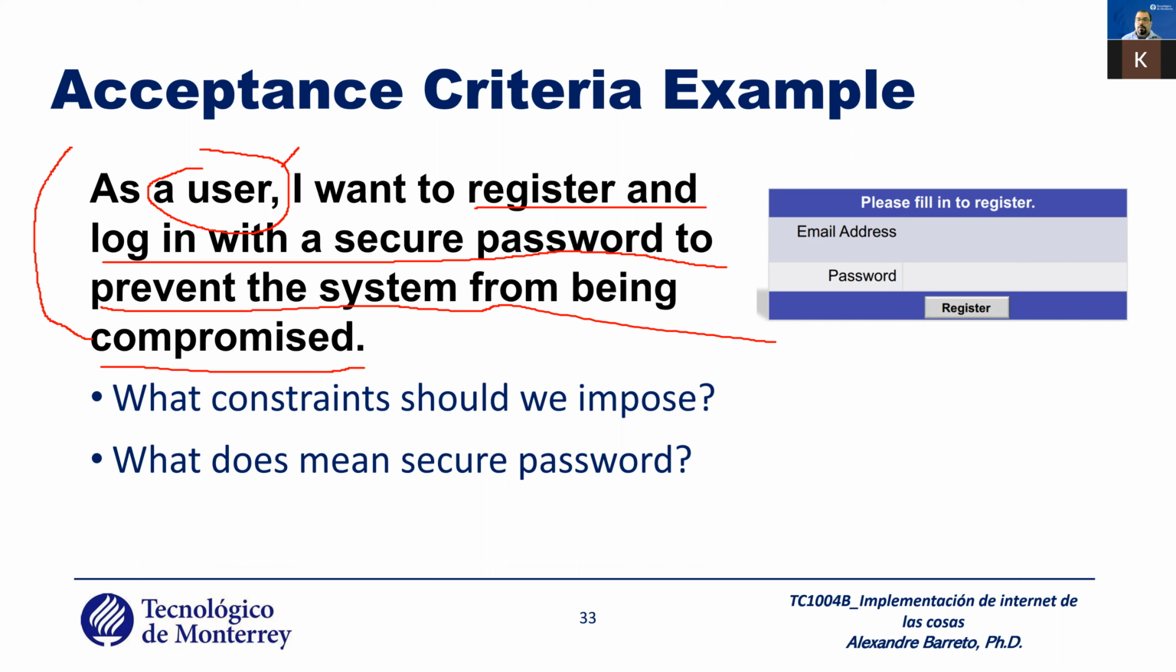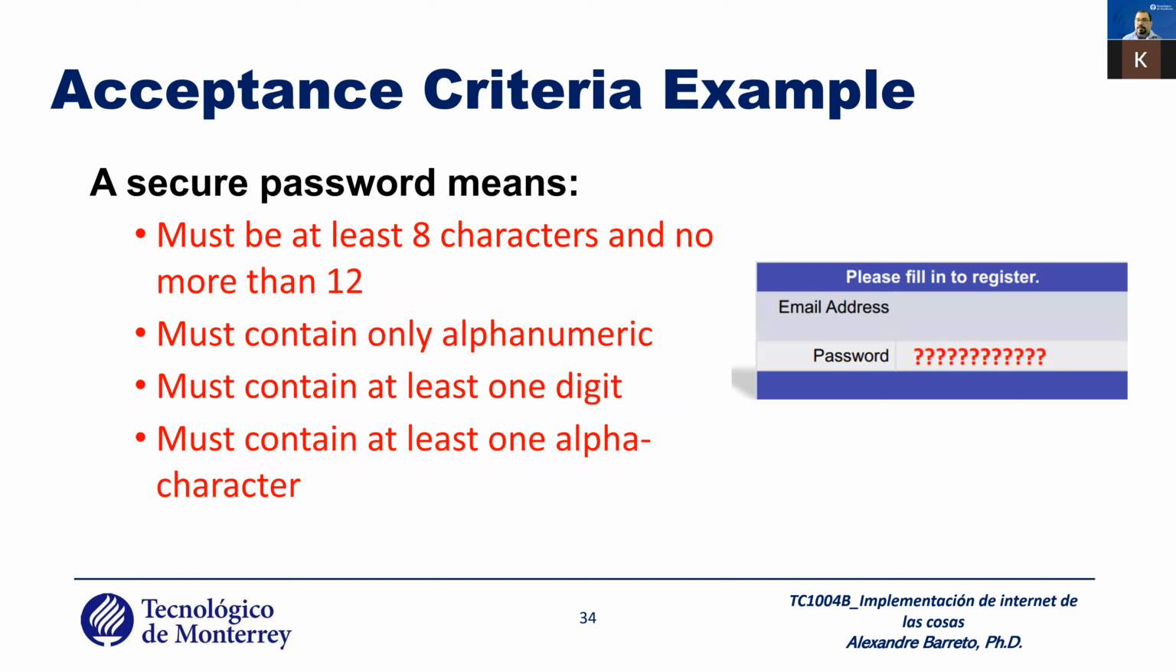The question is, what constraints should be imposed? What does secure password mean? And you use acceptance criteria to explain it. The acceptance criteria can be: the password must be at least 8 characters and no more than 12. The password must contain only alphanumeric characters. The secure password must contain at least one digit. The secure password must contain at least one alpha character.